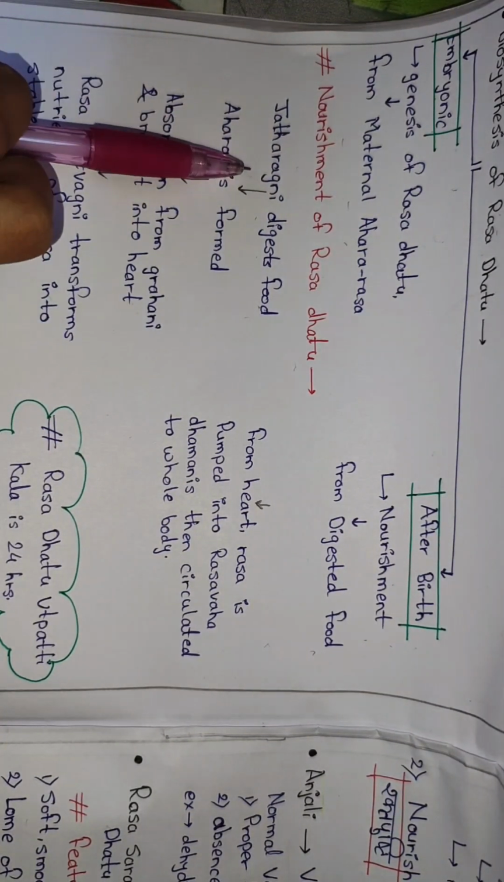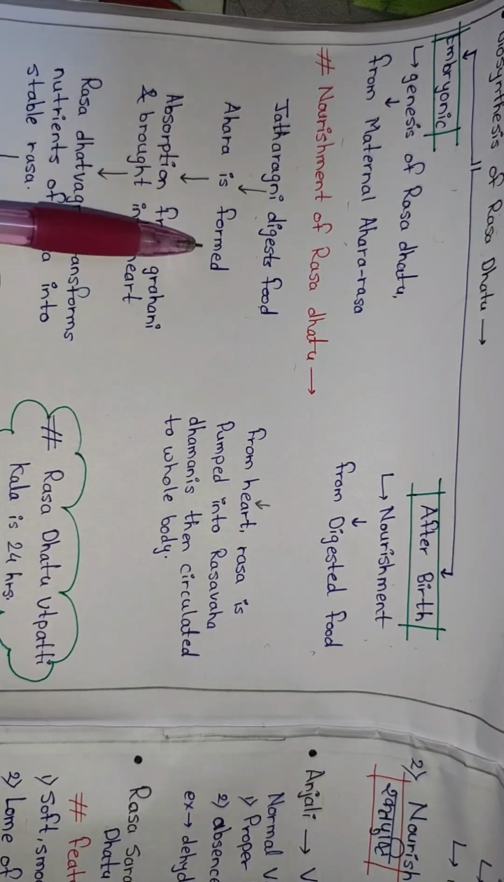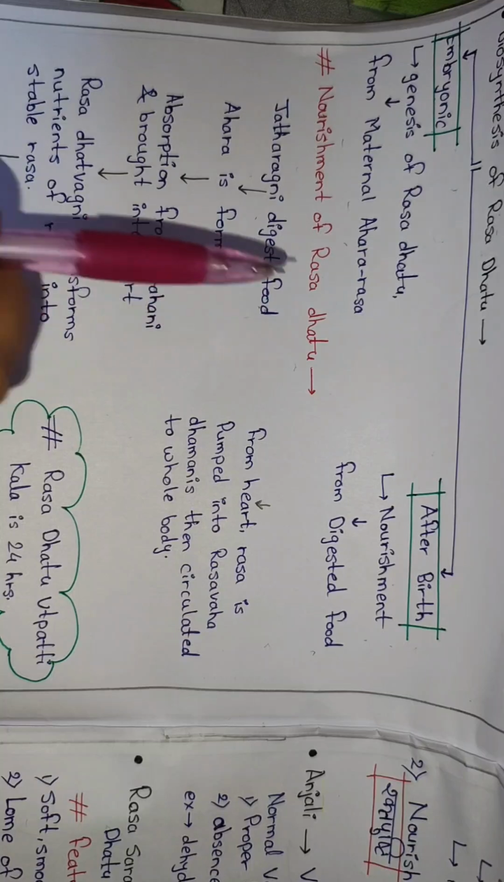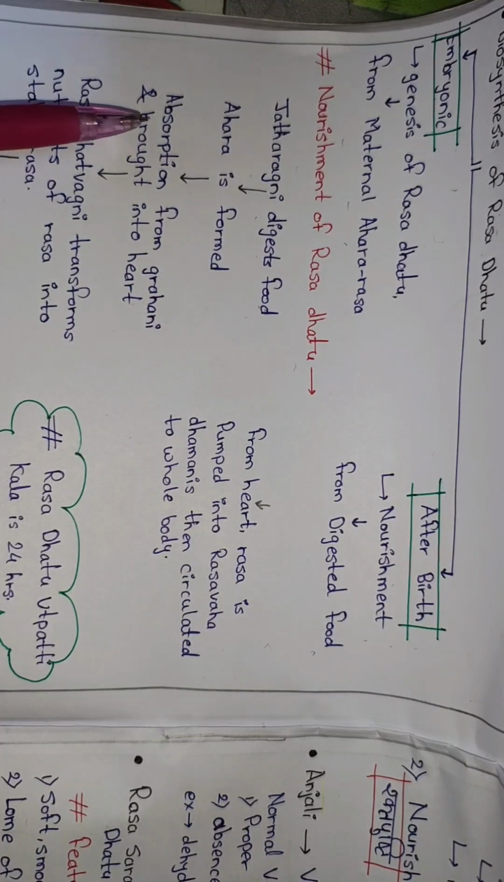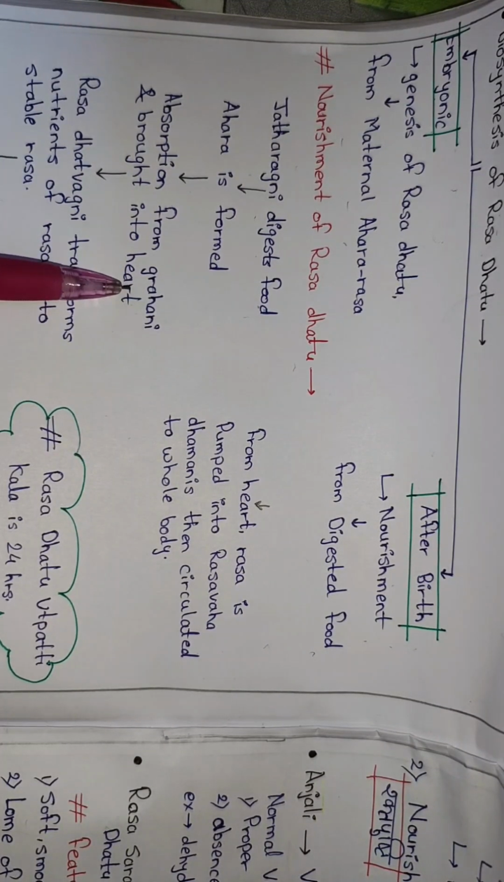First of all, the jathar agni acts on the digested food. Then the ahar ras is formed from the digested food. After that, this ahar ras is absorbed into the grahani. Absorption from grahani. Grahani means the small intestine.